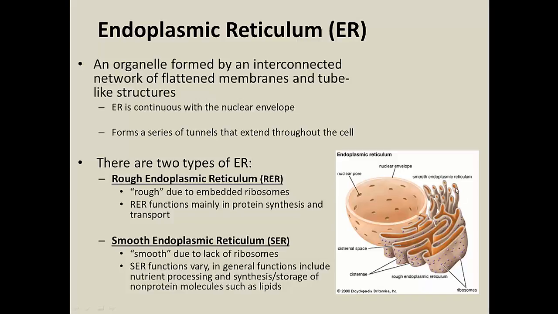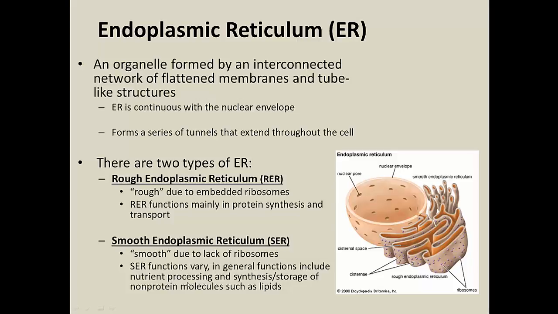The smooth endoplasmic reticulum is smooth due to the lack of ribosomes, and its functions are different and actually much more variable depending on the cell type, depending on the tissue type, and could even depend on the stage of development, whether young, middle-aged, or older. Functions can actually change within each cell type. So it's a little harder to generalize here.